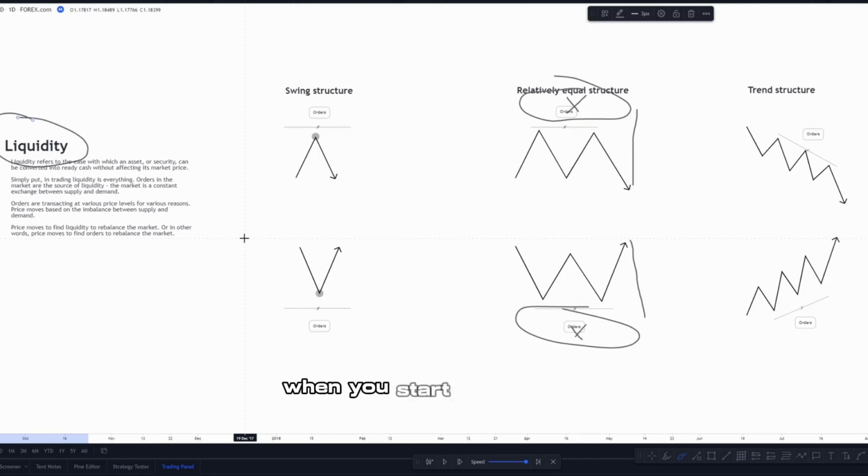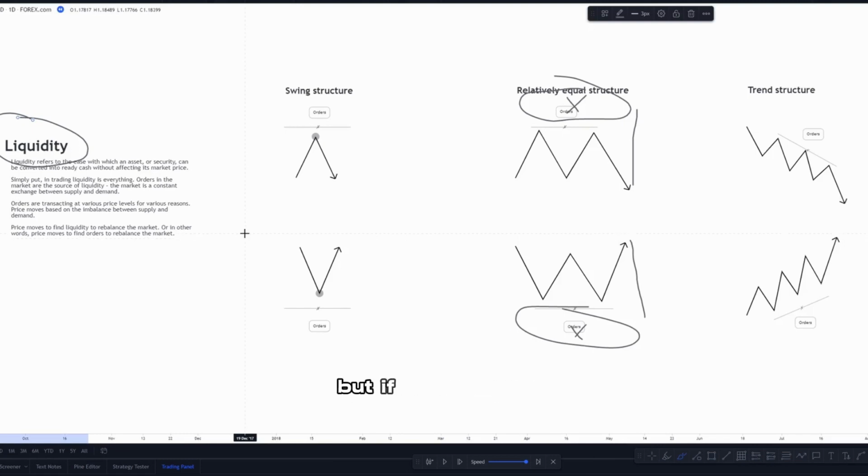Now, of course, when you start factoring in lot sizes or units, this is where the fun begins, because I might be buying one lot of currency, someone might be selling 100 lots. So I've been able to buy one lot of currency from this 100 lot sell. They still need to fill their 99 lots. Liquidity is what's going to allow that to happen.